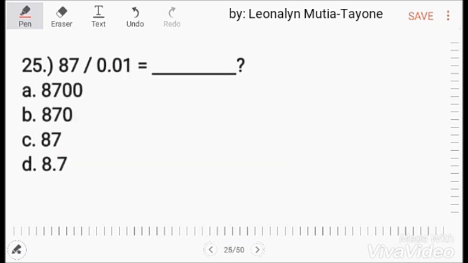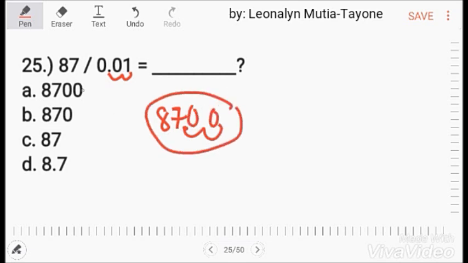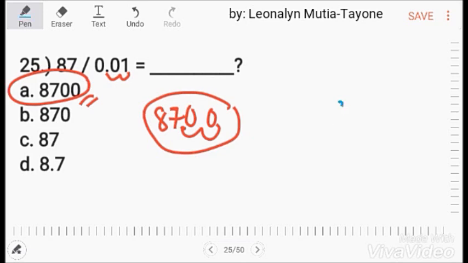Letter B. 25. Yung 87 ay i-divide natin ng decimal na number. So, kung mag-divide tayo ng decimal na number, sulat natin ang 87 na yan. Kapag division, 1, 2, nasa dalawang place yung decimal. To the right tayo, 1, 2. Lagyan ng 0 dyan. So, ang answer ay 8,700. Letter A.